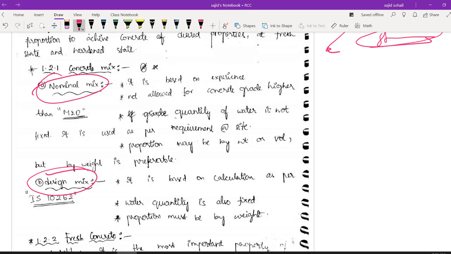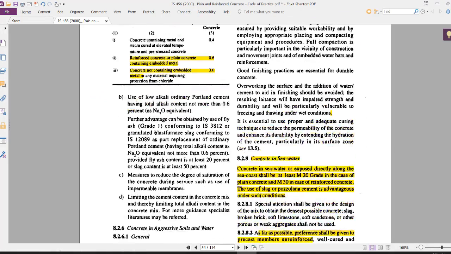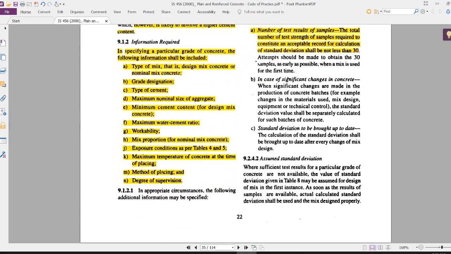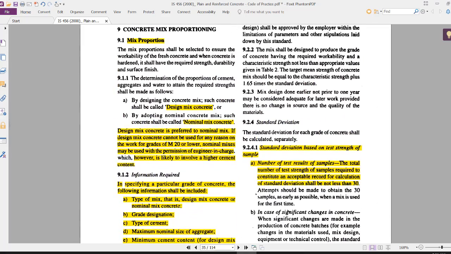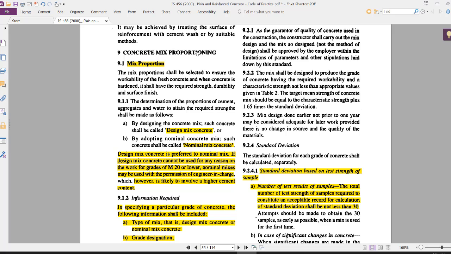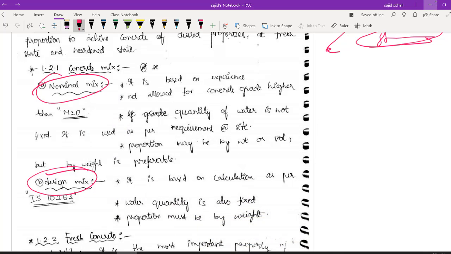See, everything is given in your code book also. So what you have to do is you have to read this code book once, and you will be more than perfect. Whatever I have highlighted, right, बस वही पढ़ना. You can clearly see here, right? So concrete mix proportion, chapter topic number 9. I hope you can clearly see it. So just read IS 456 also, whatever I have highlighted, and it will be very easy for you.